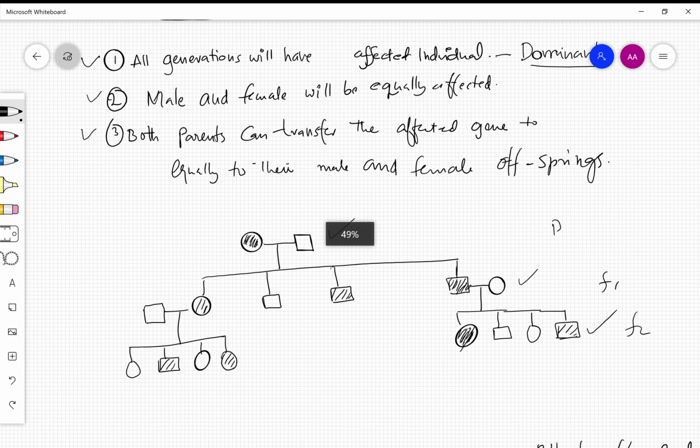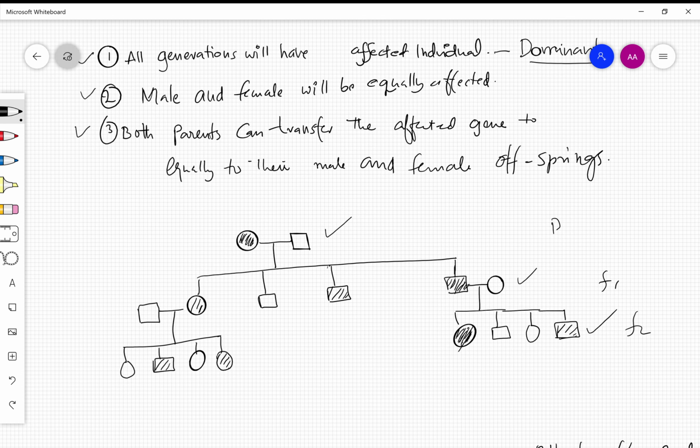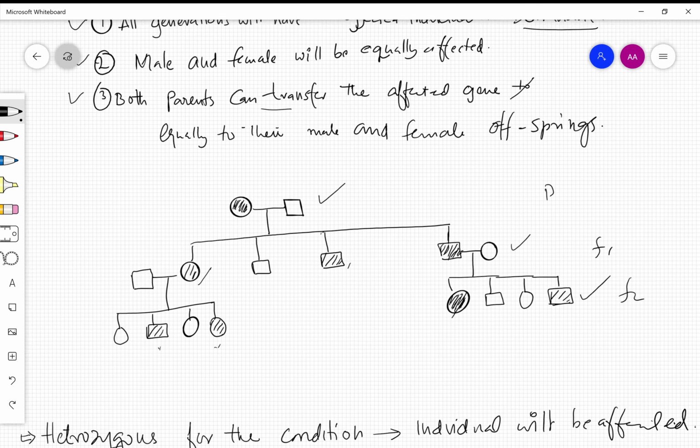So for instance, if you see here, yes, we can say that all of the generations had affected individuals, so we say it's a dominant inheritance pattern. Then we see, okay, males affected, females are also affected. Here, if you can see, almost an equal number of male and female affected, so this could be an autosomal dominant inheritance. But the third part, which is that both parents can transfer the affected gene equally to their male and female offspring, is what differentiates an autosomal dominant pattern of inheritance from an X-linked dominant inheritance.